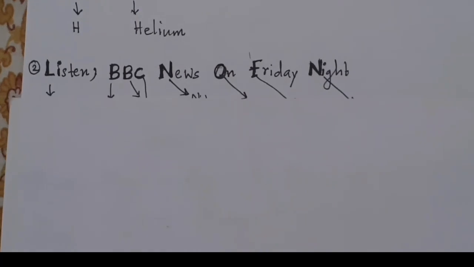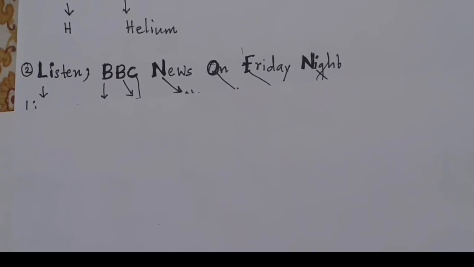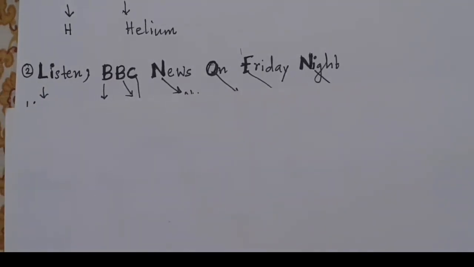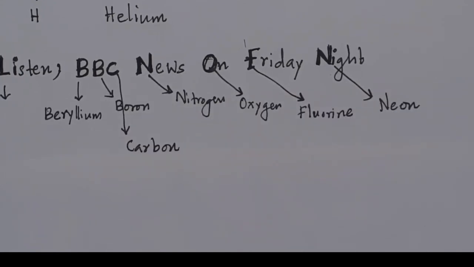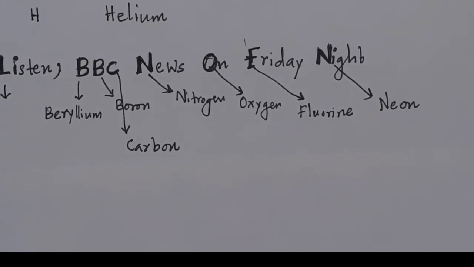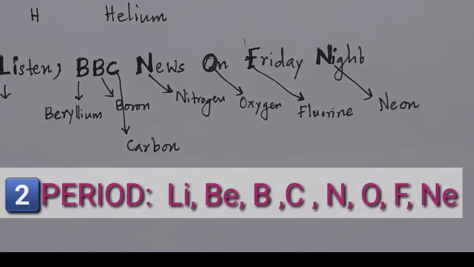Now coming to the second period, you have to remember this simple sentence: Listen BBC news on Friday night. The first word, listen, is for lithium. In BBC, the first B is for beryllium, the second B for boron, and C for carbon. News is for nitrogen, O for oxygen, and in Friday, F is for fluorine. In night, the N is for neon.